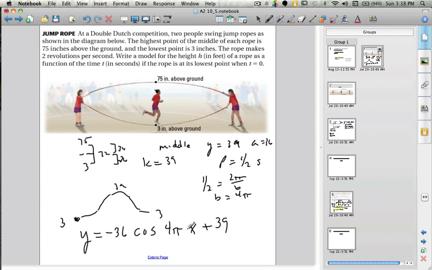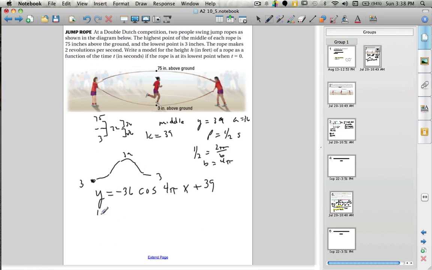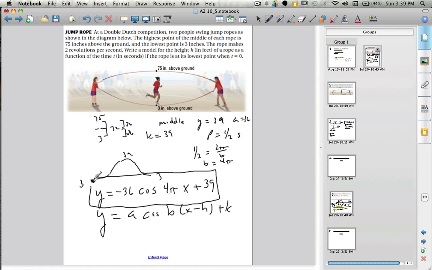Okay, it's just x because h was equal to 0, k was equal to 39, that gets added on at the end. My amplitude is here, my b is here. The way this went in is y is equal to a times the cosine of b times x minus h plus k. K was 39, h was 0, b was 4 pi, and a was 36, and we need it to be a reflection, so it's negative 36. That's how I take that data and write an equation.